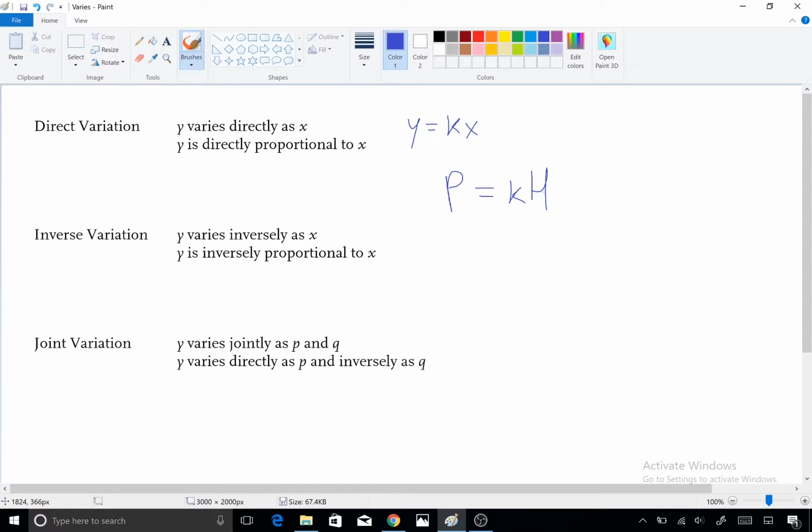But notice that direct variation is a linear equation. Y equals kx is linear. We'll assume that everything's positive. Then the graph of y equals kx would look like this, a line.